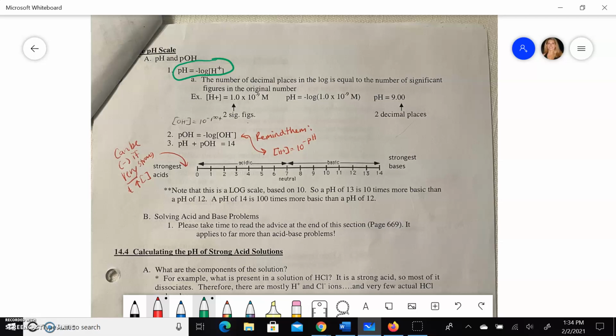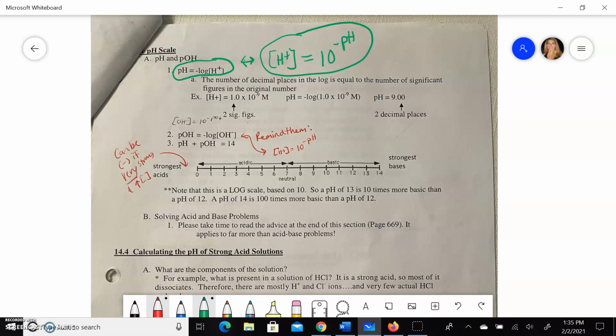And it would be helpful if you can rearrange this. So this one is given to you in your reference packet, but sometimes you'll have to go backwards. So just as a reminder, if you need the concentration of H+, it's equal to 10 to the negative pH. Those two equations are the same equation, they're just rearranged, depending on what you need.